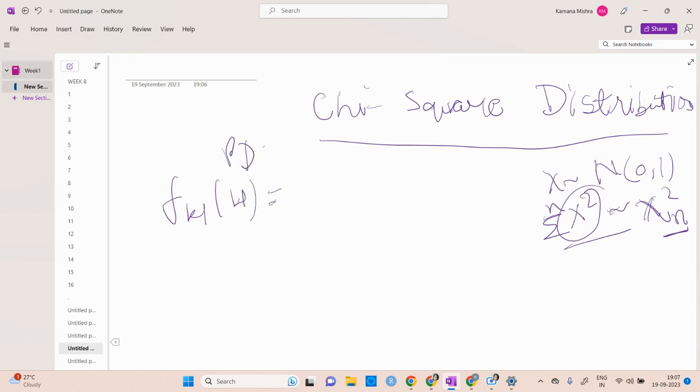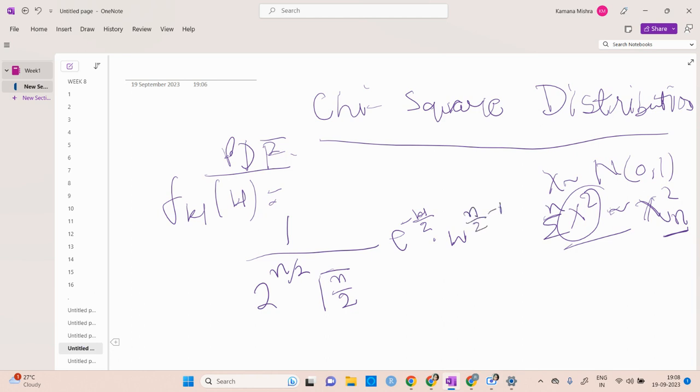Its PDF is basically given by 1 upon 2 to the power n by 2, gamma n upon 2, e to the power minus w upon 2, and w to the power n upon 2 minus 1, where w is greater than 0 and n is greater than 0. Okay, so this is the PDF.